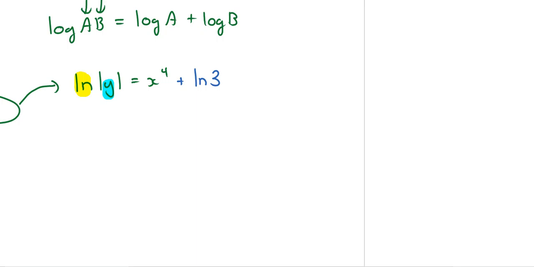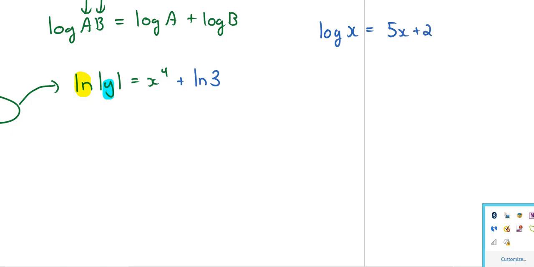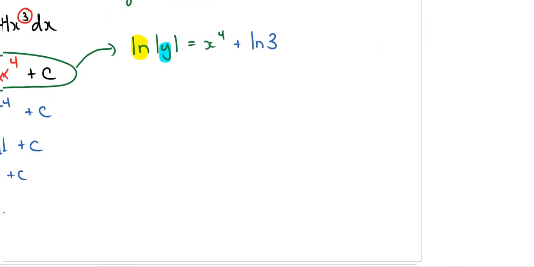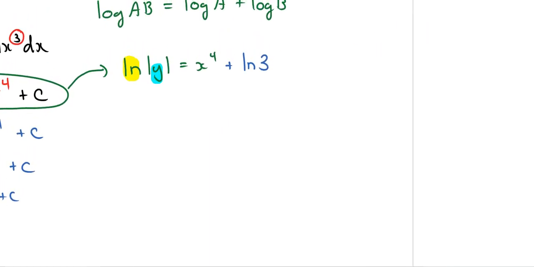So if I have a question like log x equals 5x plus 2, and I want to solve for this x, I can raise everything to the power of 10. If I do that, I get x equals 10 to the power of 5x plus 2, for example. So if I have ln absolute value y equals x to the power 4 plus ln 3, I can raise everything to the power of e. And if I do that, that goes away, and I'm left with the absolute value y.